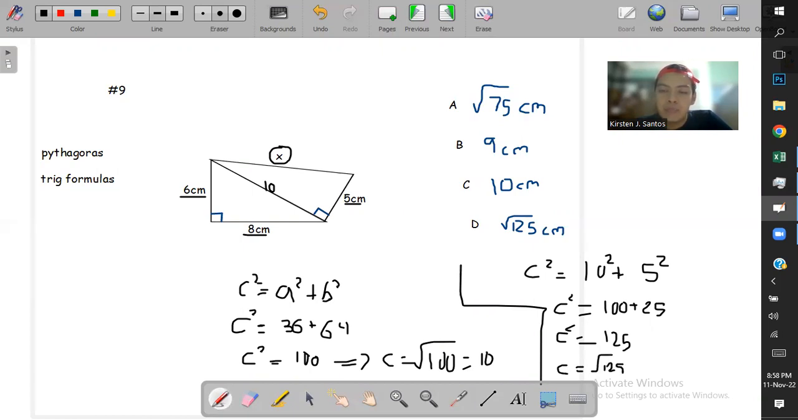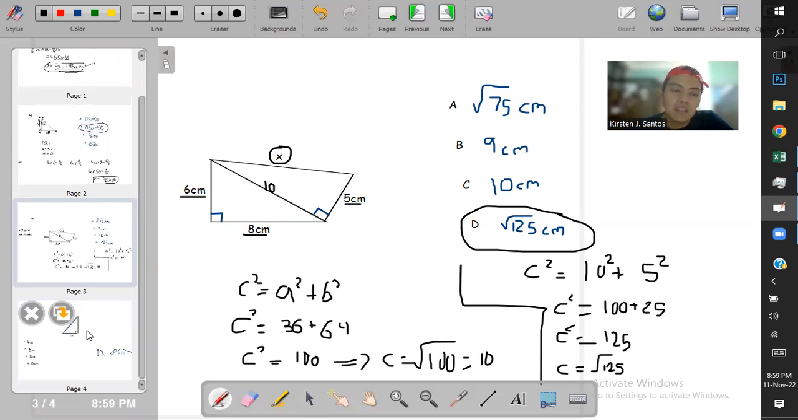125. You could plug this in your calculator and get a decimal number. You can do that, but the option is already there. D is the option. So your final answer would be D for number 9.